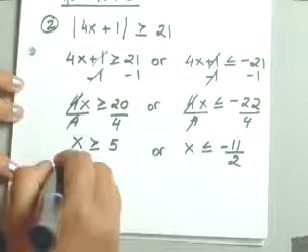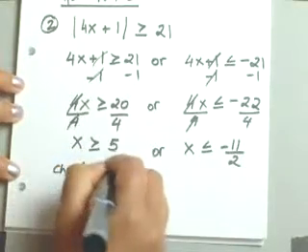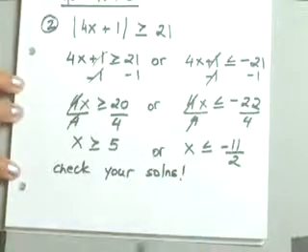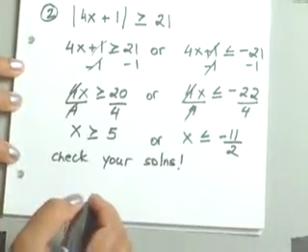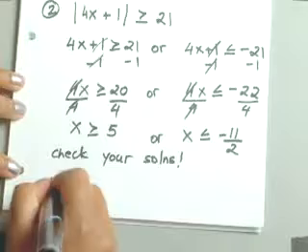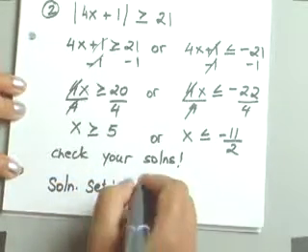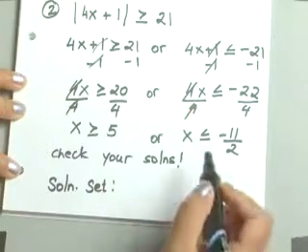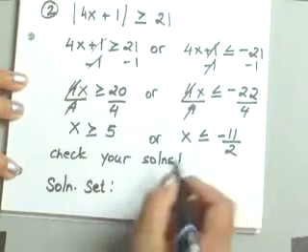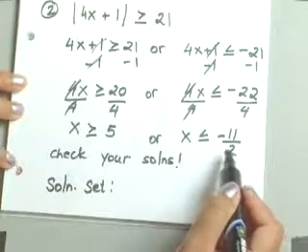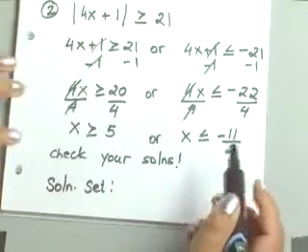Now again, if you want, you can go ahead and check your solutions and see if both the solutions work. And we can conclude that your solution set is going to be all values that are less than negative 11 halves, including negative 11 halves.